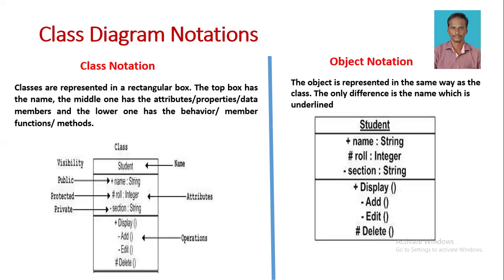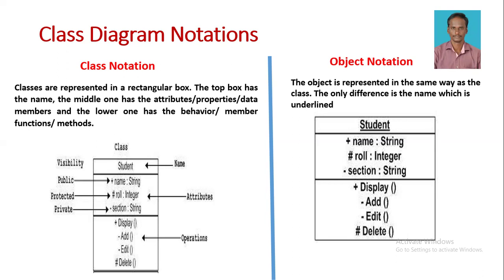So let us see what the notation for class diagrams is. Generally, class diagrams are represented in a rectangular box, and this rectangular box is divided into three parts. The first part shows the class name, the second one shows attributes or properties, and the third part represents the operations, member functions, or methods.